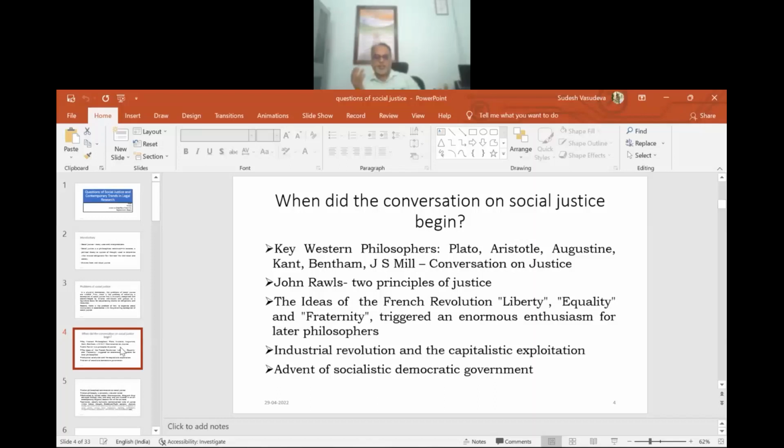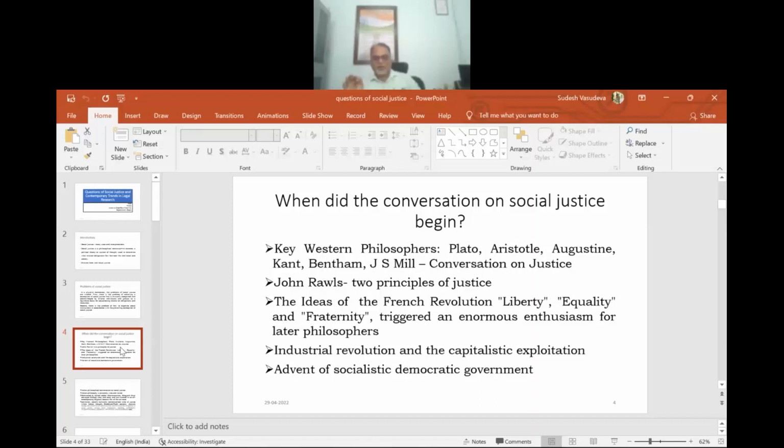What are these two principles, he said? He said the first principle is each person is to have an equal right to the most extensive total system of equal basic liberties compatible with a similar system of liberty for all. So liberty is the first principle, the principle of liberty. All in a society must have liberty, all kinds of liberty of thought, of action.